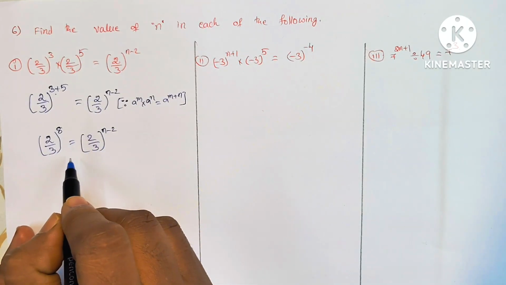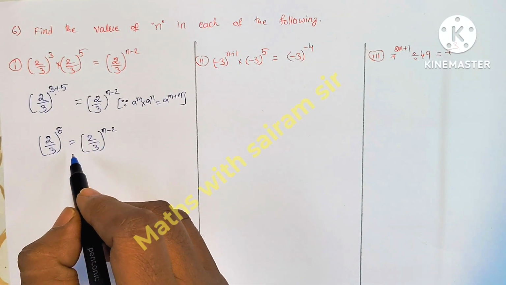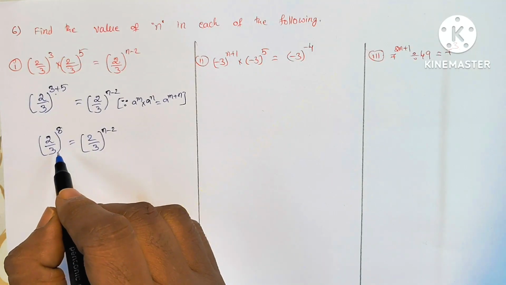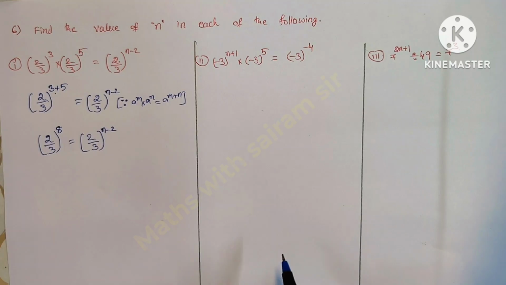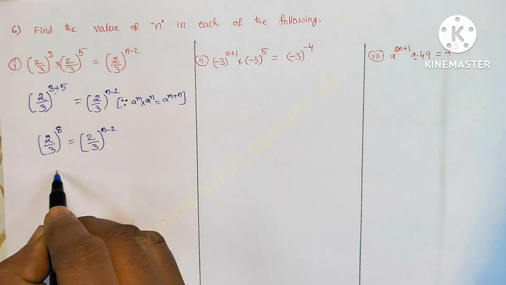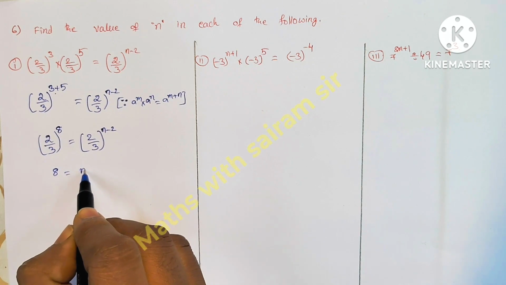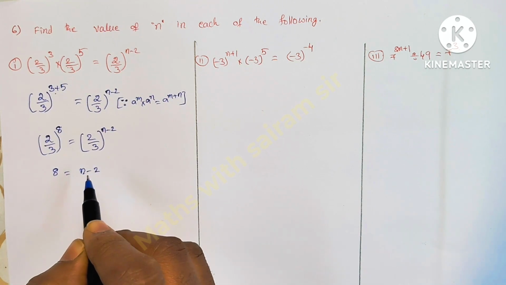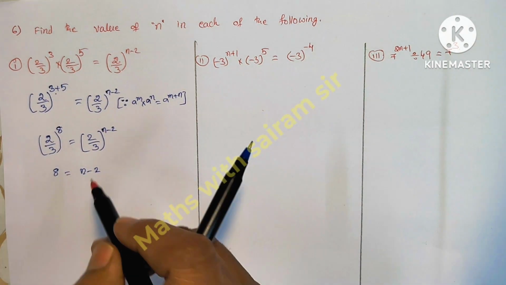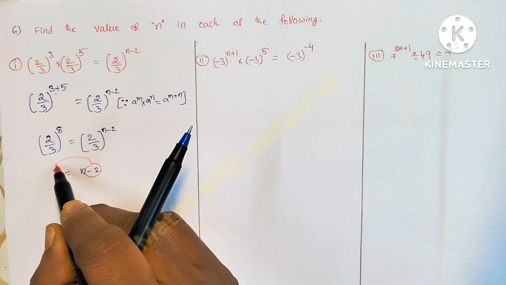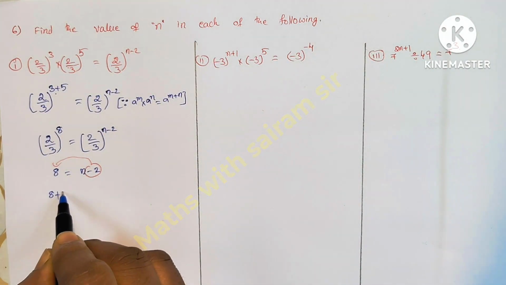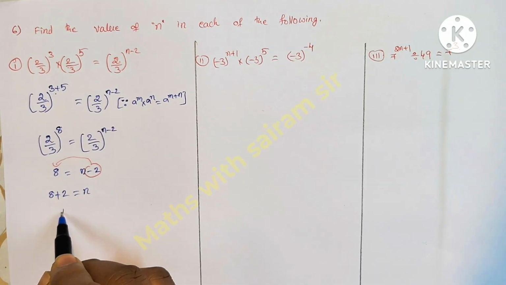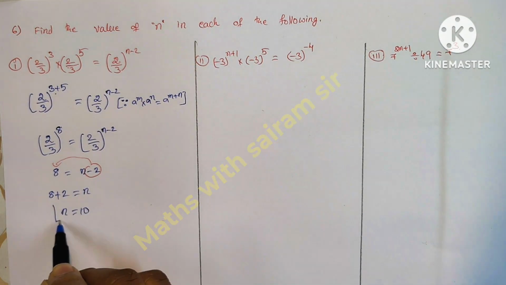Here if you observe this equation, we have LHS and RHS, both having the same base, 2/3. As the bases are equal, we can equate the powers. So the exponents are also equal. From this we can write 8 = n - 2. We need to find the value of n. So if I transpose this negative 2 to the other side of the equation, it becomes a positive 2. So 8 + 2 gives you n. From this we get the n value as 10.